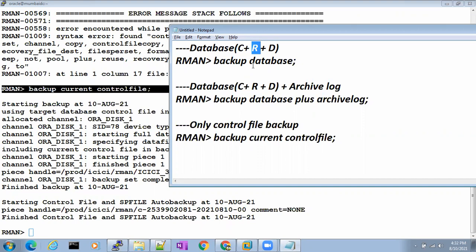After the data goes into the redo logs, where will it go? From redo logs, where will it go? Yeah, archive log. Obviously archive. So I want to take only archive log backup. Only archive log backup.